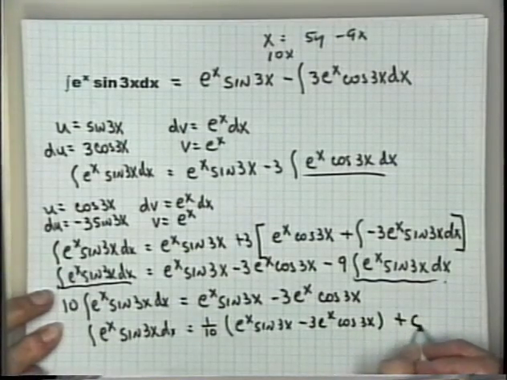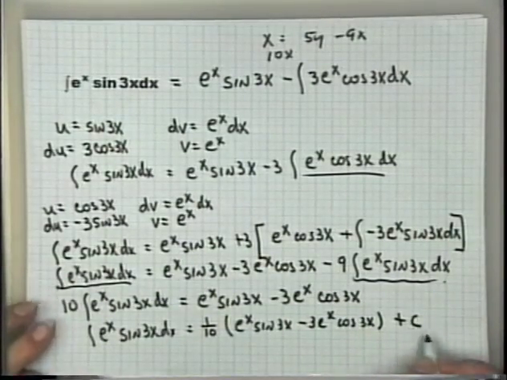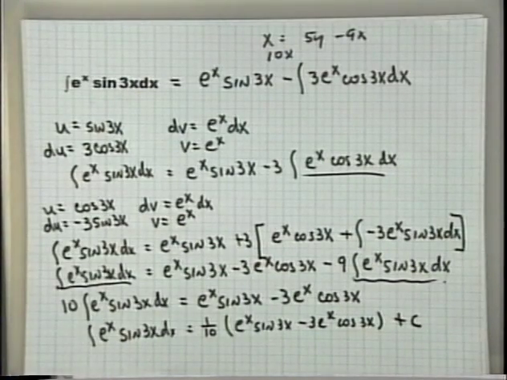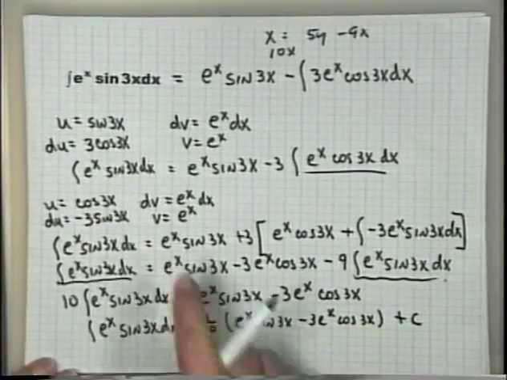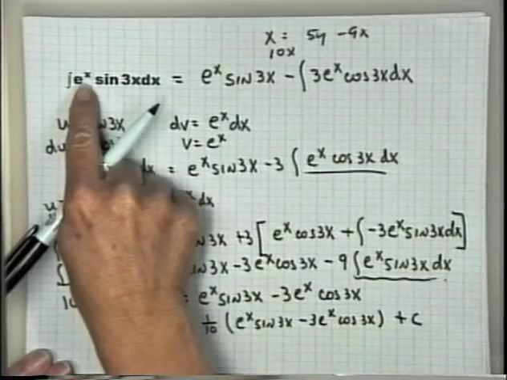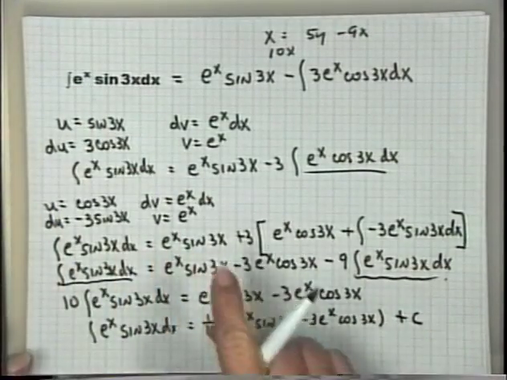And finally, I'm going to go ahead and put on that plus c because there could be a number over here whose derivative was 0, just like with any indefinite integral. This is a real interesting situation, and this occurs a lot of times when you have a sine or a cosine and an e, because you just kind of keep going in circles.